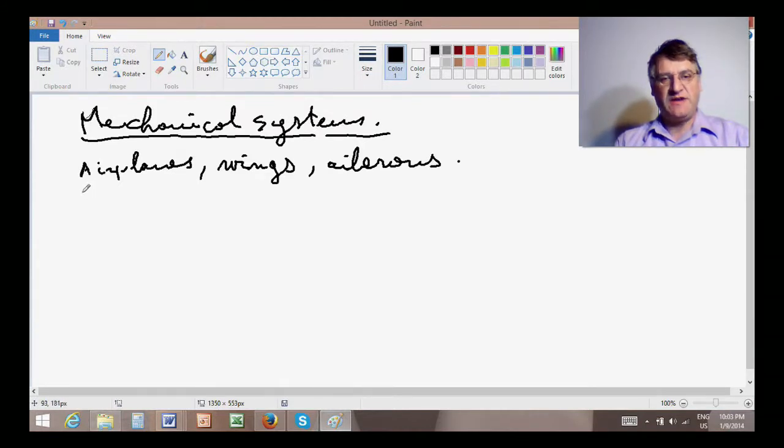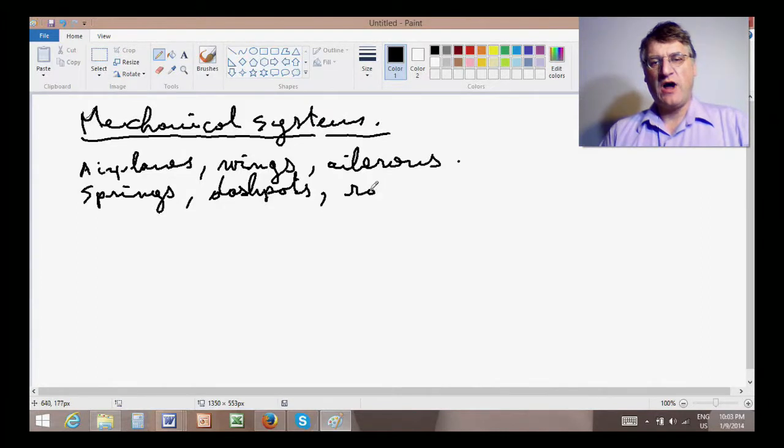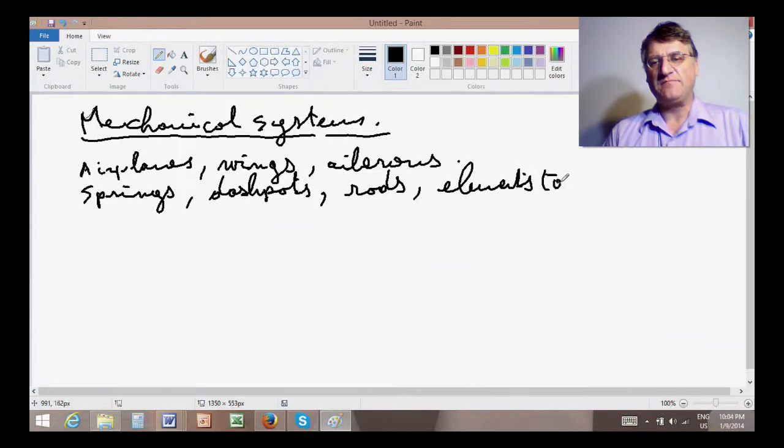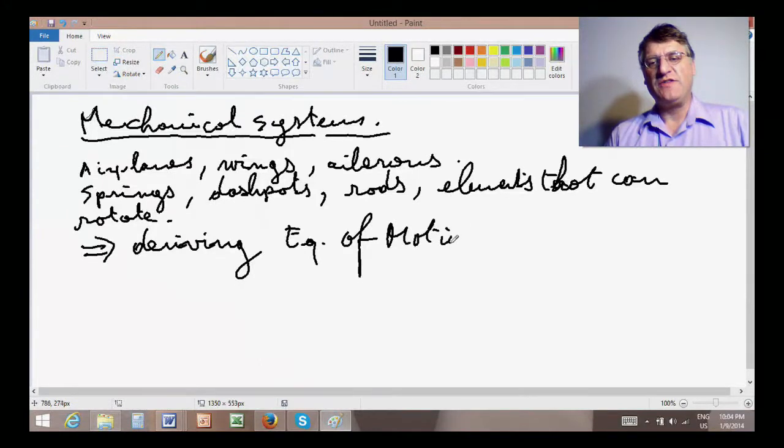We will be talking about certain mechanical elements like springs, dashpots, and elements like that. We'll be talking about rods, elements that can rotate, and the like. The main exercise they will be facing is deriving the equations of motions for these devices.